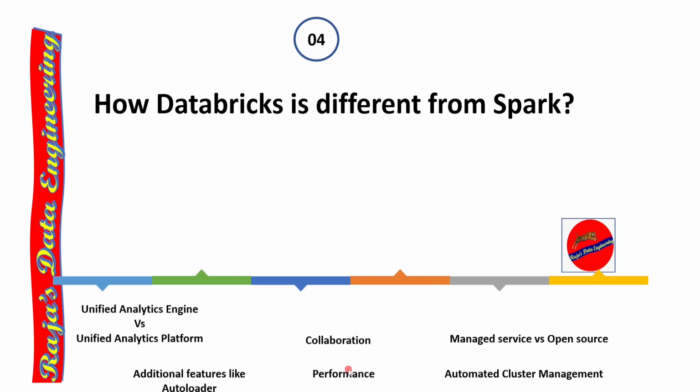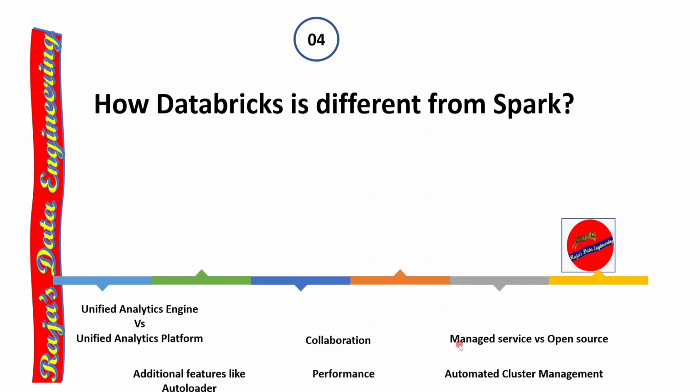Coming to performance, we know Spark is faster because of in-memory processing, but still there are many bottlenecks within Spark. As Databricks developers are coming from a Spark background, they know the bottlenecks of Spark. So they have created the Databricks runtime. Within that, they have done a lot of performance improvement. That's the reason it is 10 times faster than Spark.